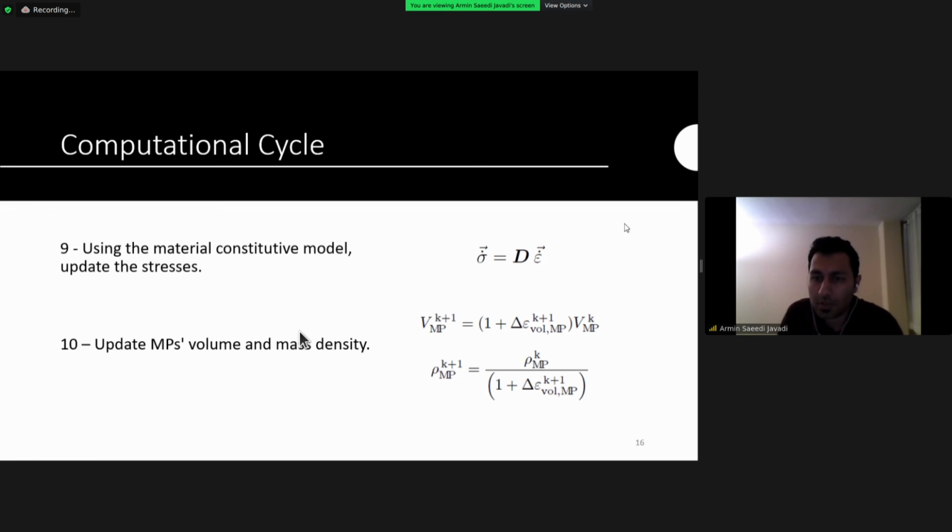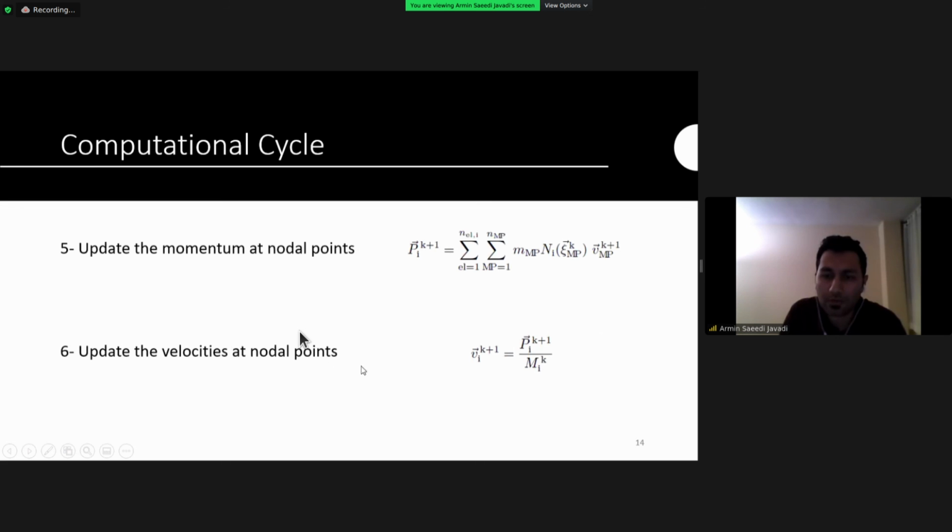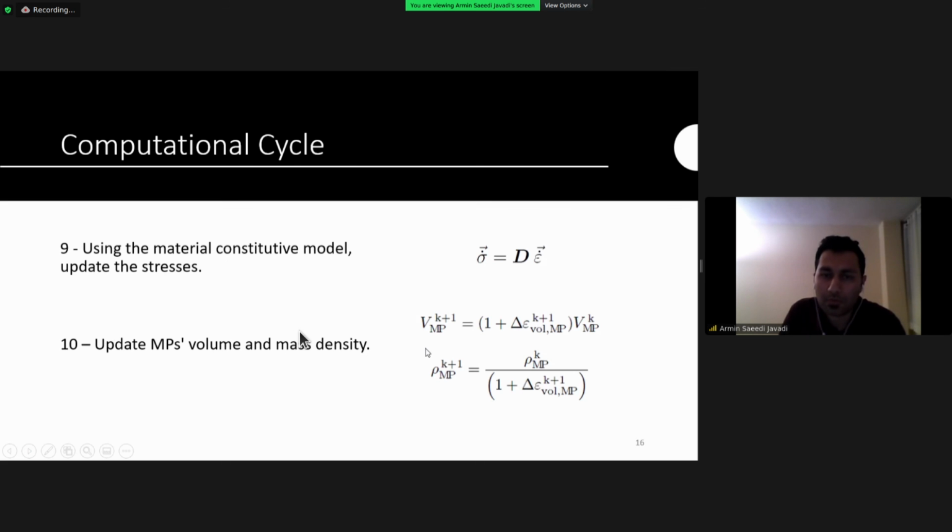By a strain increment. We calculated the strain increment using the nodal displacement and nodal displacement from the momentum equation. And using that strain increment, we can calculate the volumetric strain.